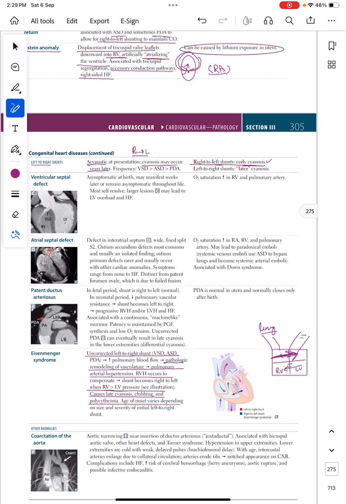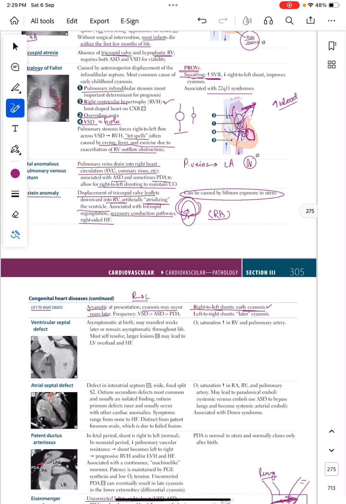So the first one of the acyanotic heart diseases, which is very common in frequency, is the VSD. What happens is, in VSD there is a septal defect in the ventricular septum, so the blood moves from the left ventricle towards the right ventricle. It is asymptomatic at birth, but it manifests later in life. It may resolve, but large lesions require treatment. The right-sided heart is overloaded with blood.